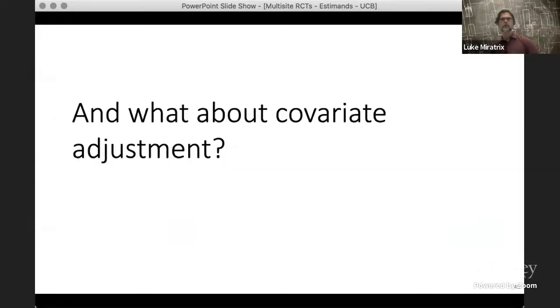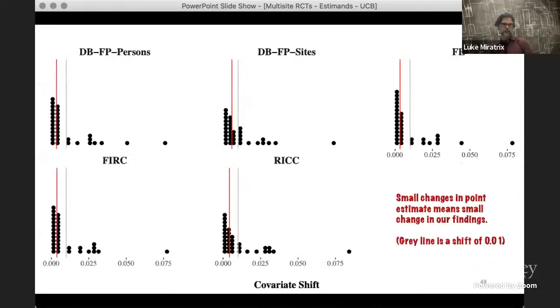All right. Just very briefly, at the end, what about covariate adjustment? We replicated everything with covariate adjustment, and we see a small change in estimates. These are looking at how much the estimates change with and without covariates across all of our various outcomes. The gray line is a shift of 0.01, and we see that most of the time, the point estimate shift due to covariate adjustment is less than that.